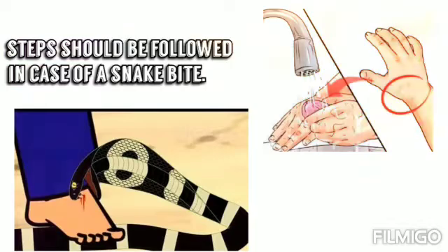First one, do not allow any movement of the bitten arm or leg in order to keep the venom from spreading through the body. What's the meaning of the term venom? Venom means poisonous liquid. Second point, position the victim such that the bite lies below the level of the heart.